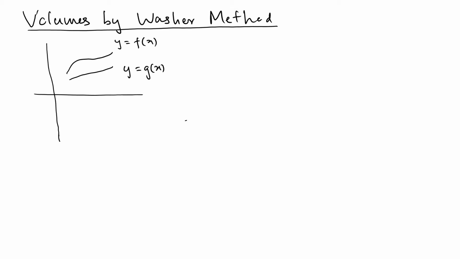For simplicity, let's talk about rotation around the x-axis. We're going to rotate this region, which starts at a and goes all the way up to b. That's the region we have. We're going to rotate this around the x-axis, and it's going to reflect to the other side, so you get a curve like that.